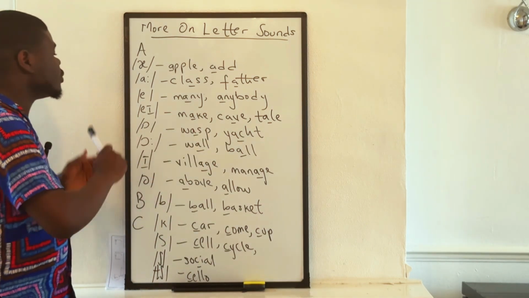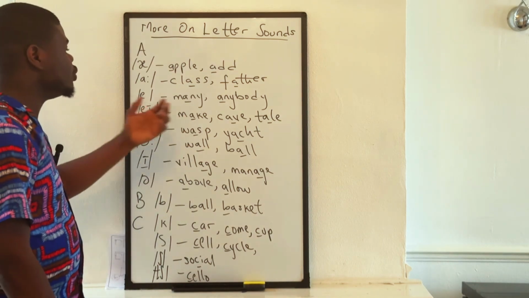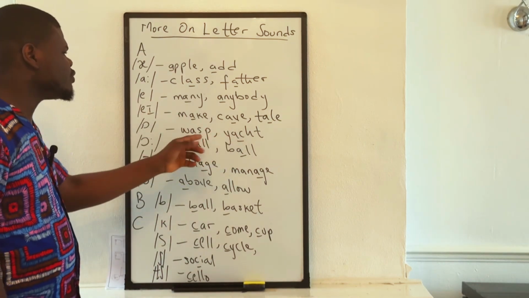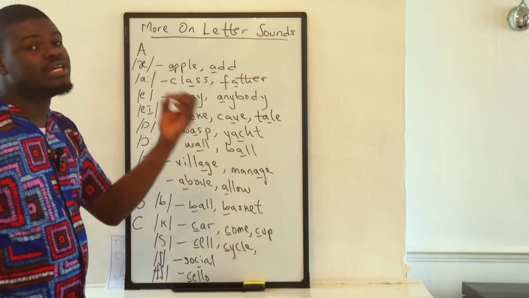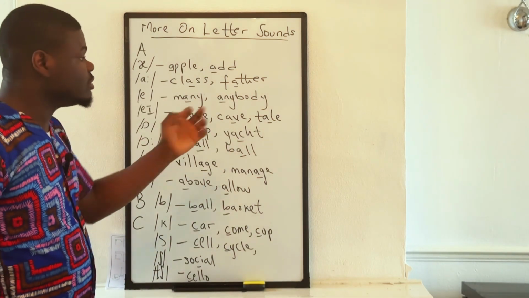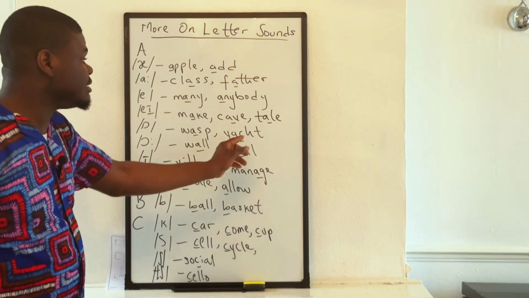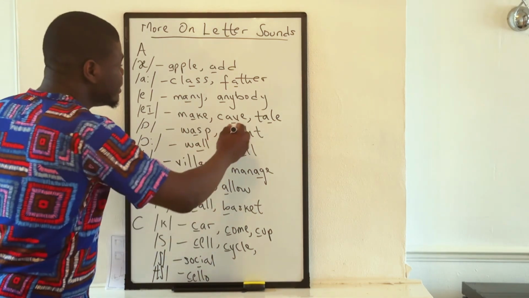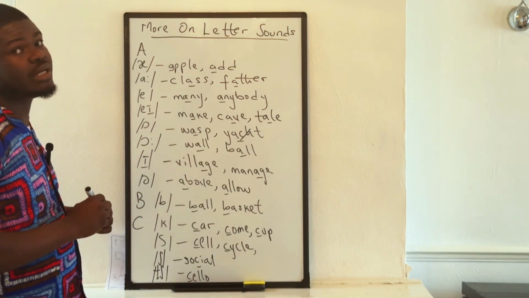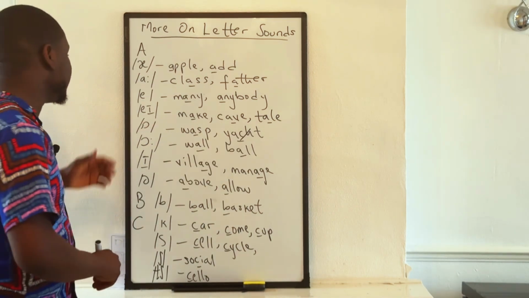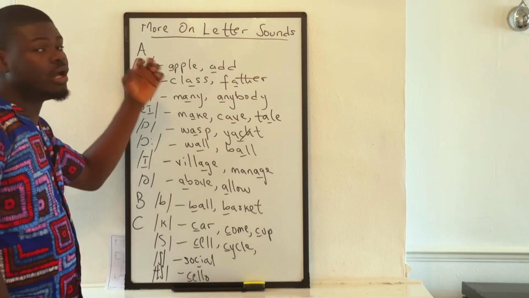The next sound is the short O sound, as in wasp or yacht. Take note of this word, it's not "wasp" as in "asp", it's /wɒsp/. And take note of this, it's not "yatch", it's /jɒt/. The CH is totally silent. The CH is totally silent, so take note of that. That's the word yacht.